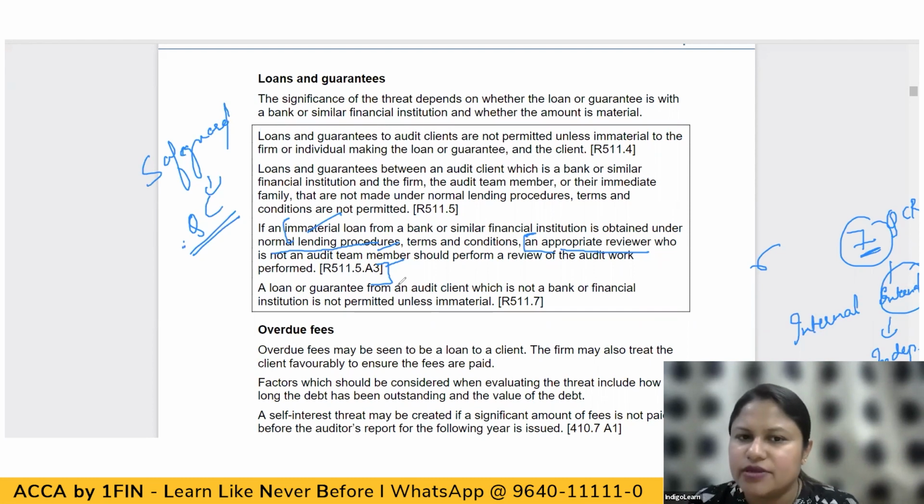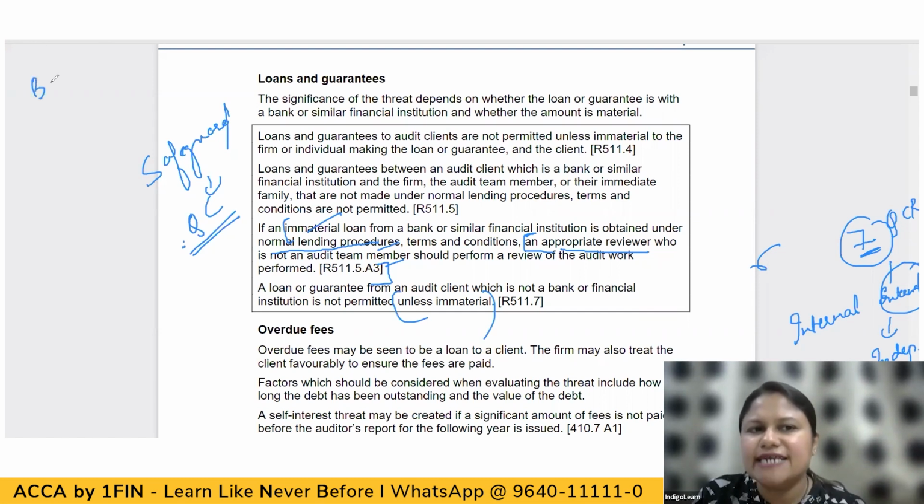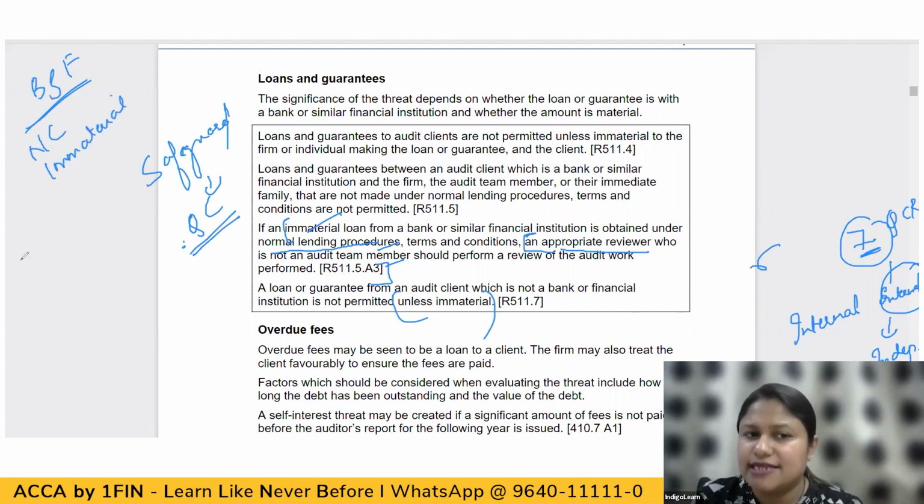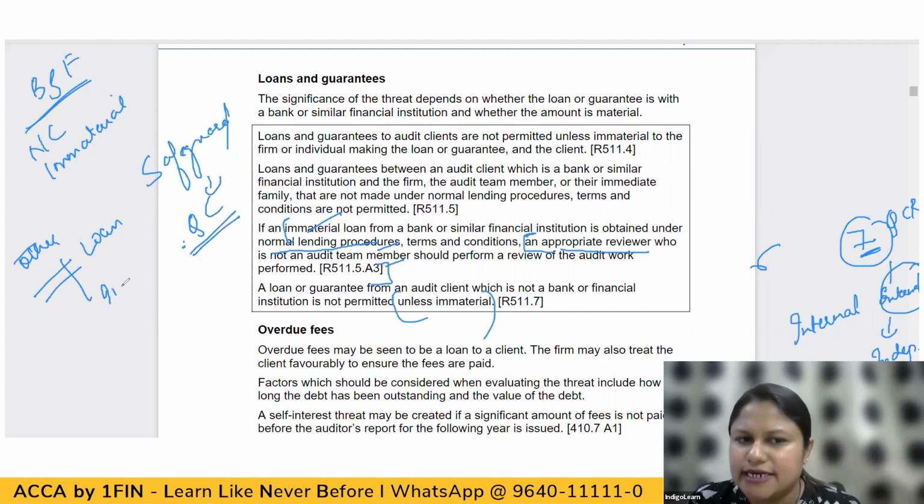Got it? Then a loan or guarantee from an audit client, which is not a bank or financial institution, is absolutely not permitted unless it is immaterial. So we are telling you banks and financial institutions you can take up, but they should be in the normal course. They should be immaterial. Okay. But from others, other than bank and financial institution, if you have an audit client, then you cannot take a loan from them unless it is immaterial.